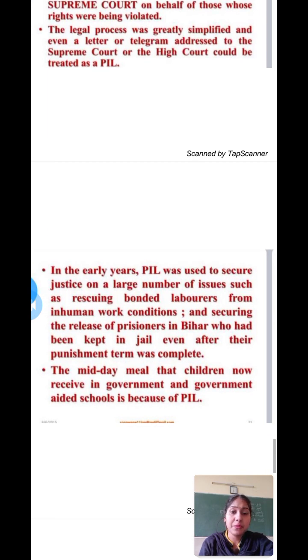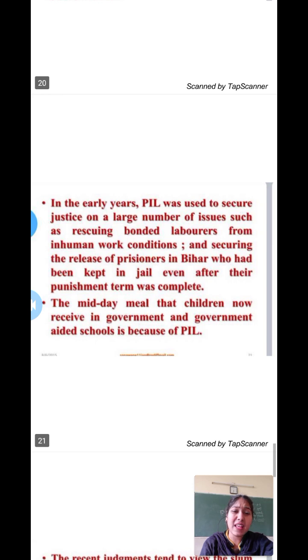In the early years, public interest litigation was used to secure justice on a large number of issues, such as rescuing bonded laborers from inhuman working conditions, or securing the release of prisoners of Bihar who had been kept in jail even though their punishment term was completed. In all these issues, public interest litigation was used to secure justice. A large number of cases like this can be solved using public interest litigation.